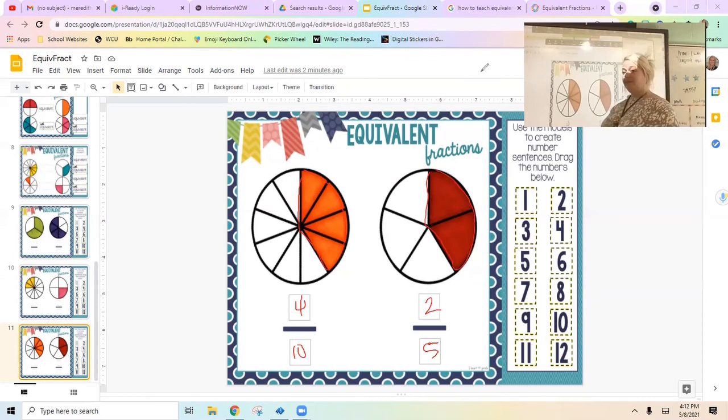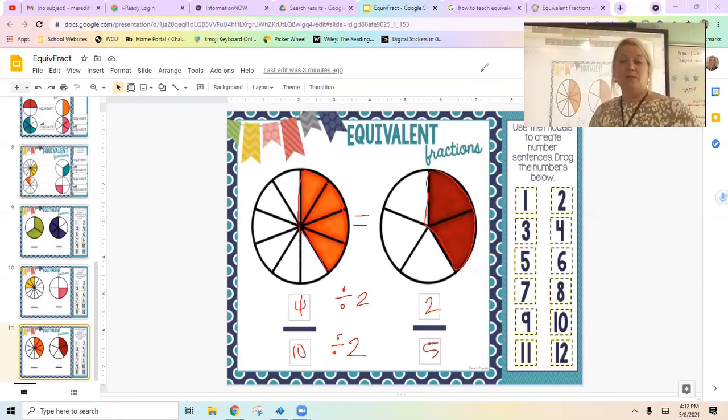So what do I have to do to get from 10 to 5? Well, my number got smaller, so that means I need to divide. So 10 divided by 2 equals 5. And what I do to the bottom, I have to do to the top. 4 divided by 2 equals 2. So that means that these fractions are equivalent.